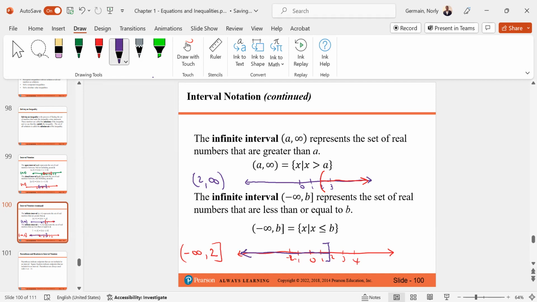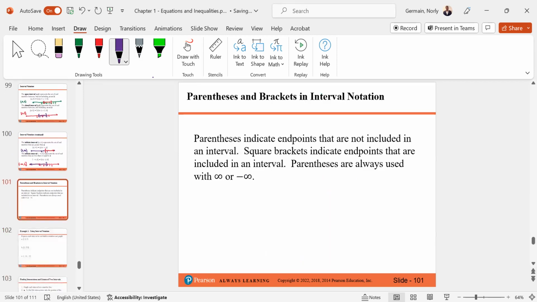All right. And we might have some other ones. Let's say, for example, parentheses, because we need to understand the difference between parentheses and brackets in interval notation. Parentheses indicate that endpoints are not included in the interval. Square brackets indicate endpoints that are included in the interval. Parentheses are always used for infinity, on either side. That would always be parentheses.